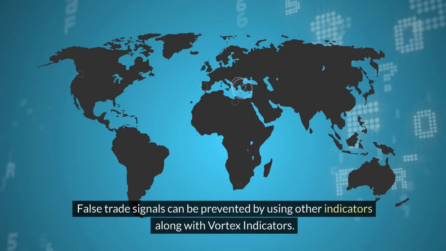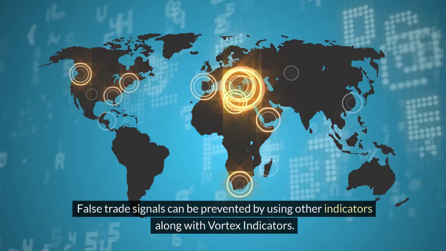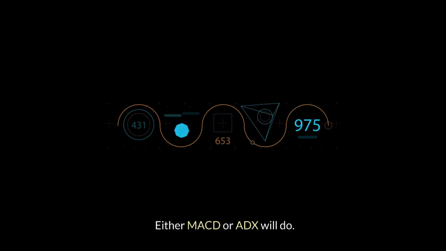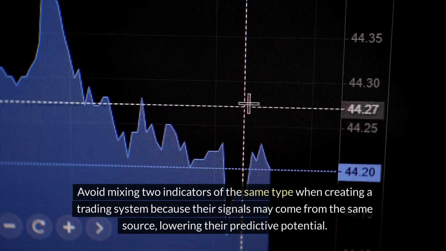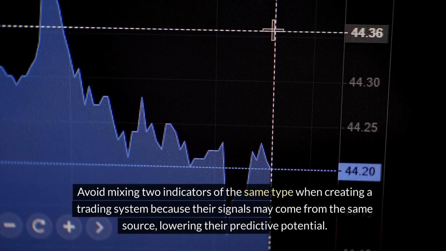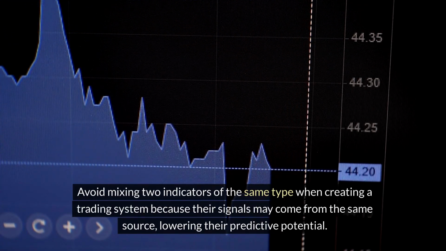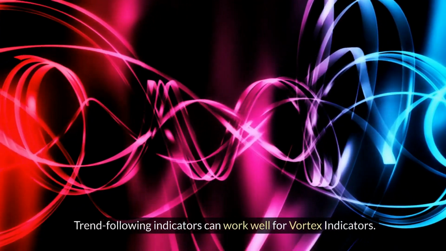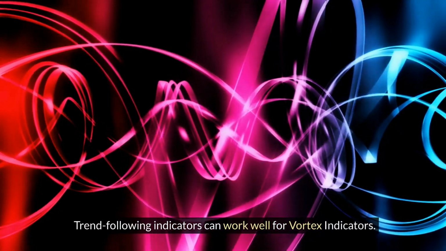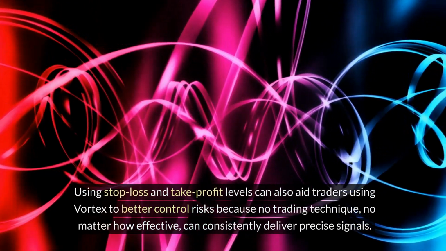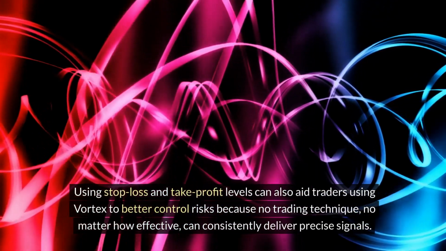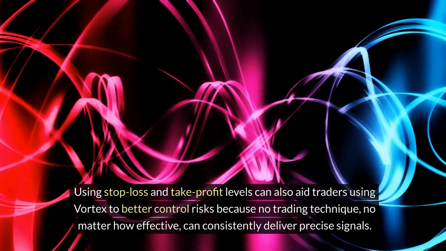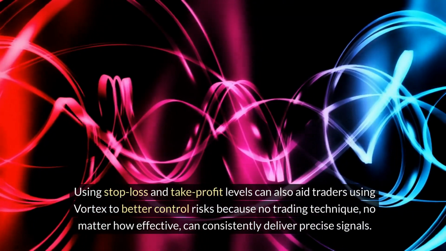False trade signals can be prevented by using other indicators along with the Vortex Indicator. Either MACD or ADX will do. Avoid mixing two indicators of the same type when creating a trading system because their signals may come from the same source, lowering their predictive potential. Trend-following indicators can work well for Vortex indicators. Using stop-loss and take-profit levels can also aid traders using Vortex to better control risks because no trading technique, no matter how effective, can consistently deliver precise signals.